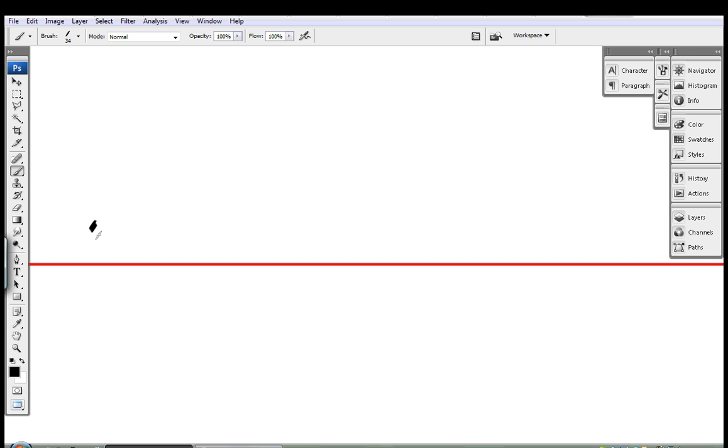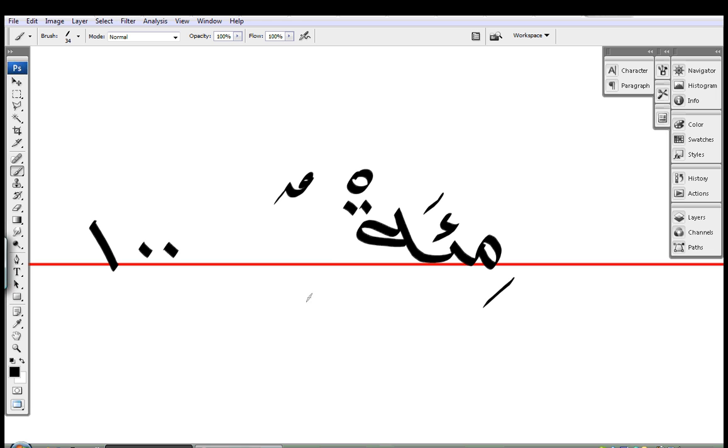It's about the number 100 and the number 200 and 300 until the 900. So anyways, 100 in Arabic, it's called mi'a or mi'atun or mi'atin, depends on the grammar. Anyways, let's stick with mi'a for this lesson.